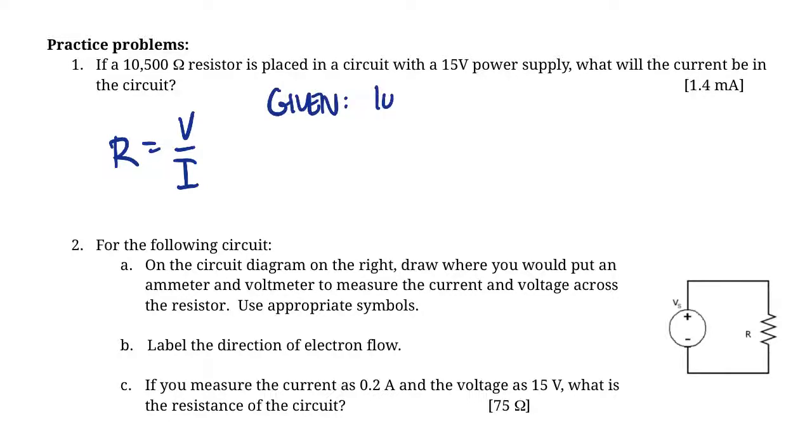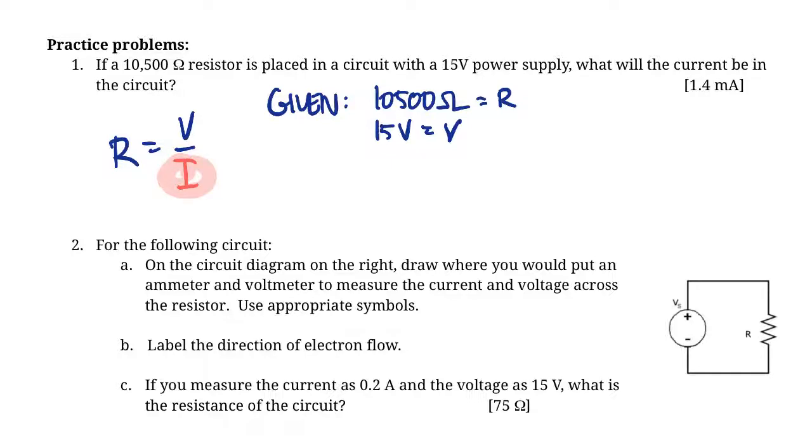we're given this 10,500 ohms. And what variable is that? Well, we know that's the resistance because it's in ohms and it refers to how resistant that is to the flow. And then the 15 volts, that's pretty obvious. 15 volts is our potential difference, right? So in this equation, we are trying to solve for the current, for I, right?